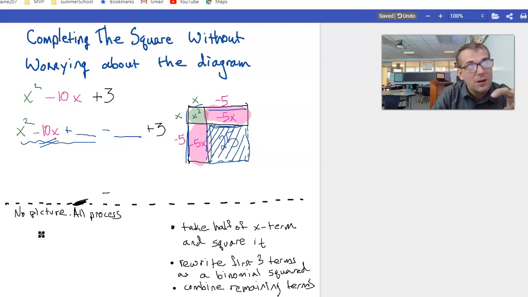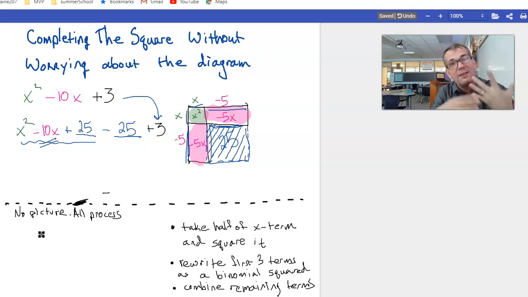That's the picture. The process is just to think to yourself, let's take half of this number and then square it. 25. And then we have to balance that out. And the positive 3, we just need to keep track of it. It's still part of our process. So that's kind of like phase 1. Get the correct number in those blanks.